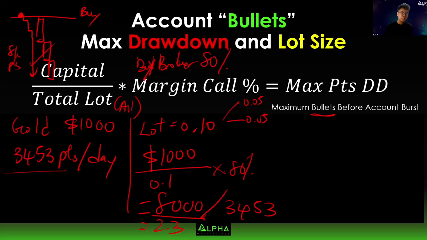So my question is: how easy is it for gold to go against you by 8,000 points, or how easy is it for gold to go down for 2.3 days? Is it very easy or very hard to happen? Have a guess. Meaning that you want a market to go down for 2.3 days consecutively. Easy or hard?